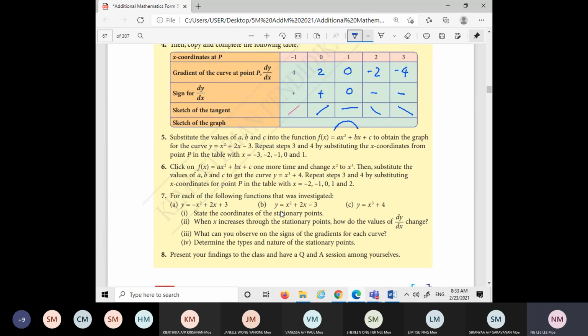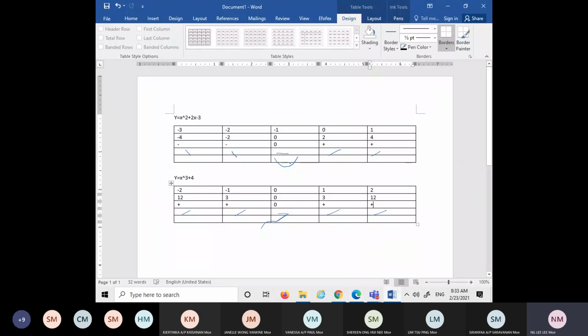Now we come to part B. Part B is this one. I do it in words. So where is the stationary point? The dy dx is 0. So the stationary point happens when x is -1. Then you see the sign of the dy dx. It changes from negative to positive. See, negative to positive. So this is a minimum point.